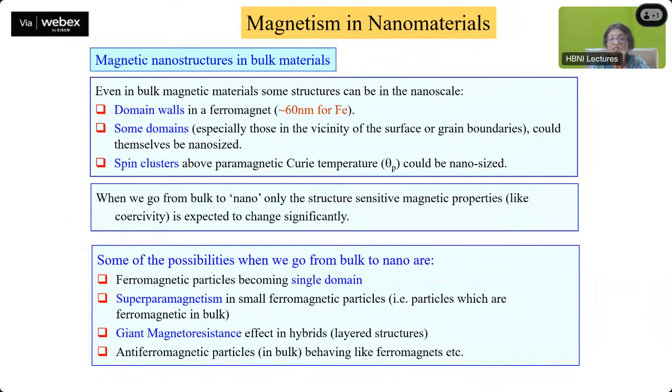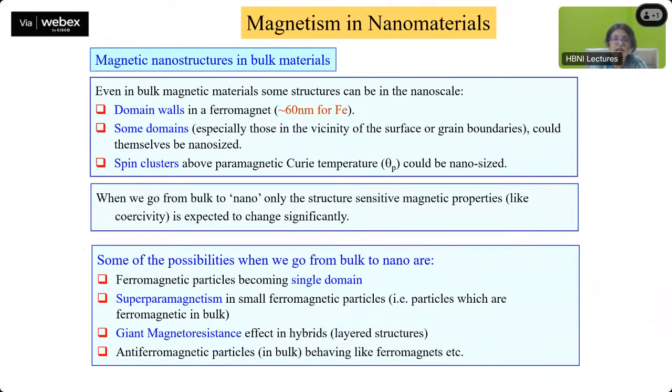Coming to nanomaterials, most of the magnetic materials right now are concentrated in the nano field. Why is that so? Because magnetic materials show a lot of changes when you go into the nano region. Take magnetic nanostructures in bulk materials. Even in bulk magnetic materials, there are some structures which can be in the nanoscale, like the domain walls, as I said, in a ferromagnet.